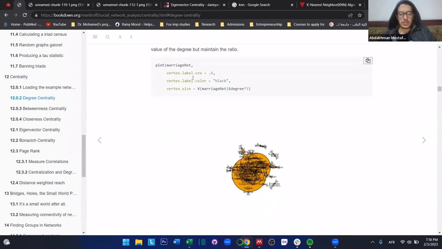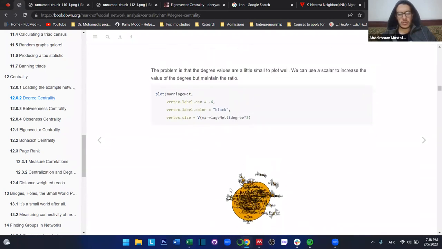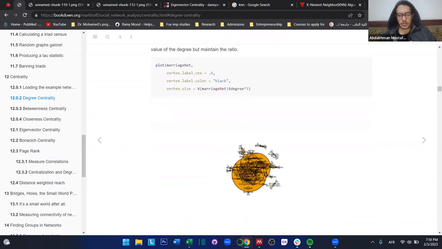So what they did here in order to make this more friendly, they multiplied the value by 3, in order to make the circles more visible. This way, for example, the families which are connected the least over here, their vertices are much more visible, and the larger ones started to look like Venn diagrams.